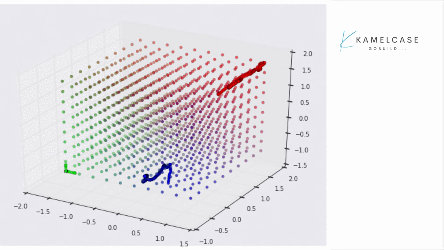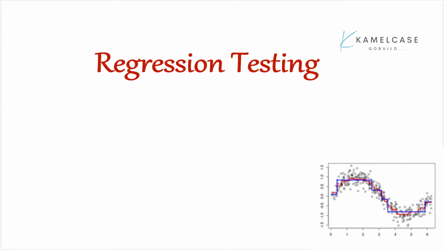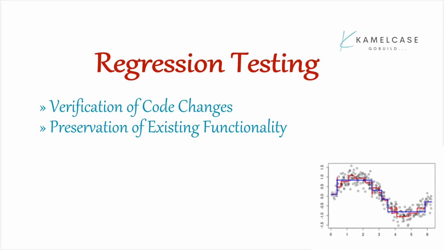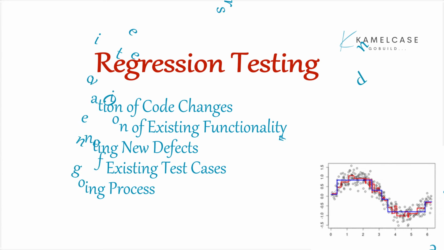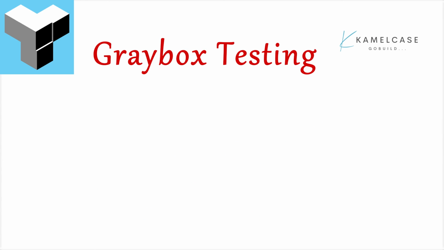Next, we'll transition to the aspect of maintenance testing, that is, regression testing. Regression testing is a software testing process that verifies whether recent code changes to an application have adversely affected the existing functionality. Its primary purpose is to ensure that modifications, bug fixes, enhancements, or updates do not introduce new defects or cause unintended side effects in previously tested parts of the software. Regression testing involves rerunning existing test cases to confirm that the software still behaves as expected after changes have been made. Let's proceed to our final subject, which is gray box testing.